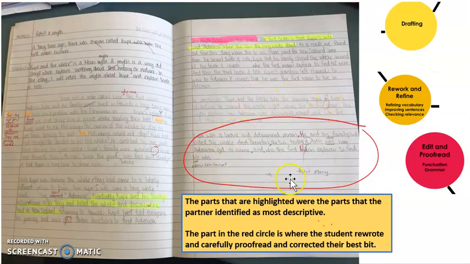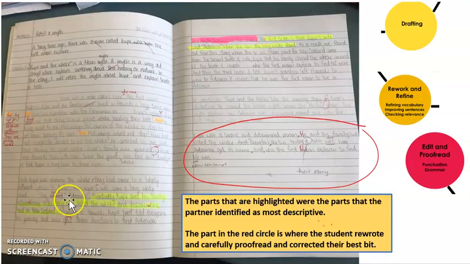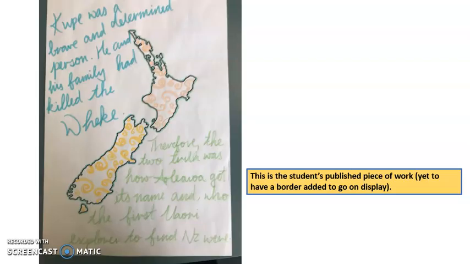So then, in the circle here, the student only had to properly proofread and really be careful about the highlighted part, because that's the part that they were going to publish. So they reworked that, and it was also checked by a teacher, and then this final piece was published. So it's just the highlighted parts of the text that were published.